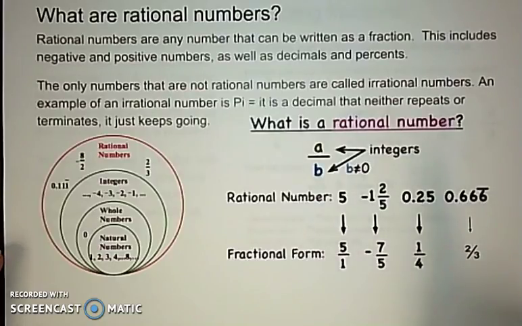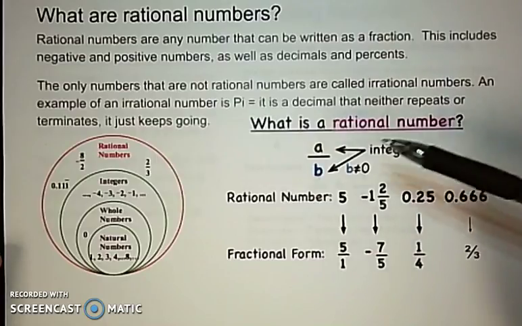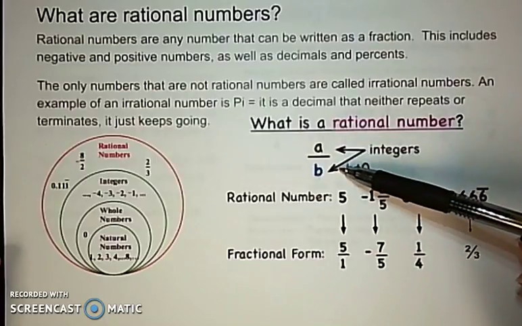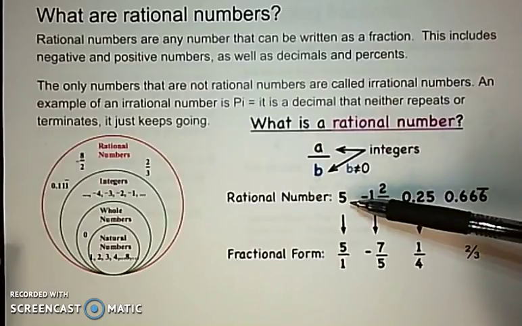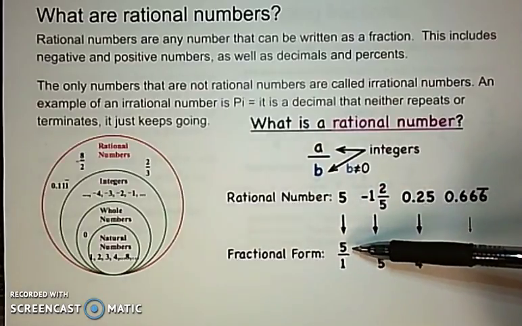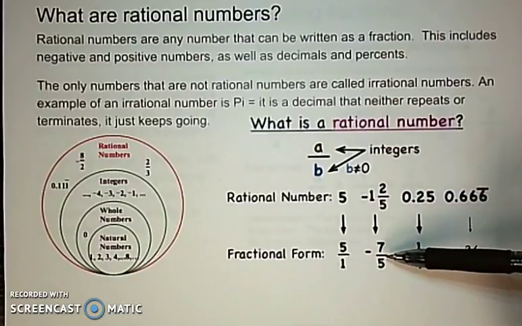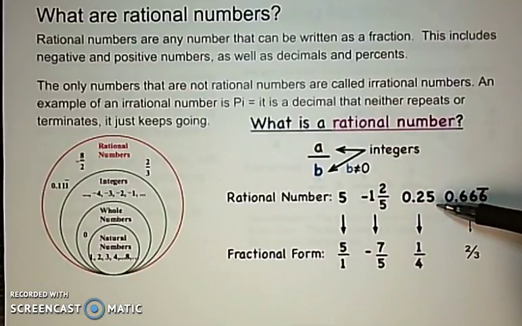So what we have here are some examples of rational numbers. I can write it as a fraction as long as b isn't 0. 5 is a rational number. I can write that as a fraction, 5 over 1. Negative 1 and 2/5, same thing, I can write it as negative 7/5. 25/100, I can write it as 1/4. And here's an example of one where we have repeating: the fraction 2/3, which is the repeating decimal 0.6, or 6/10, and then it just keeps repeating.